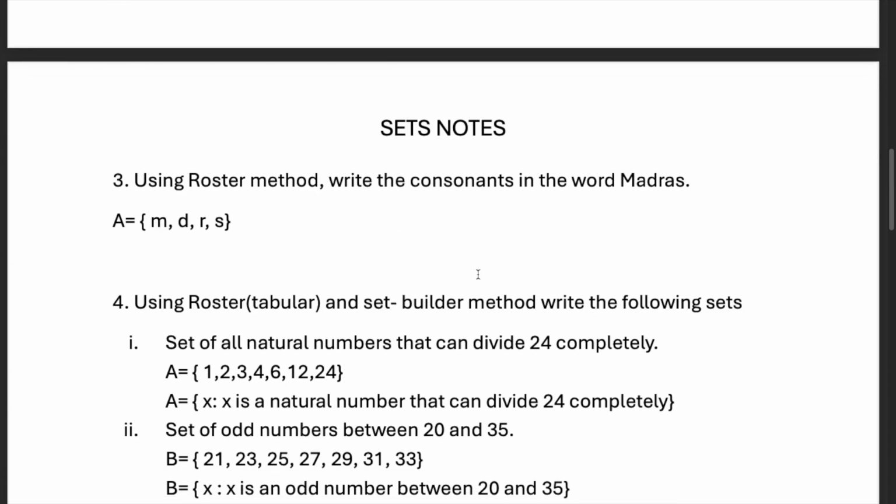Using roster method, write the consonants in the word Madras. This has to be written in small letters, though the capital letter is in Madras. Okay, so that would be A is equal to {m, d, r, s}.